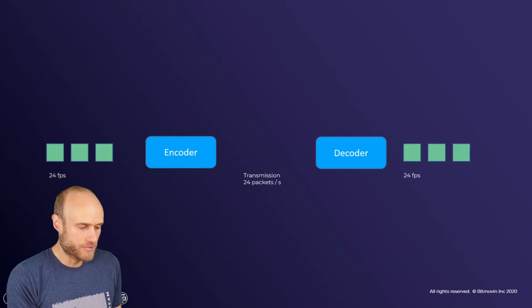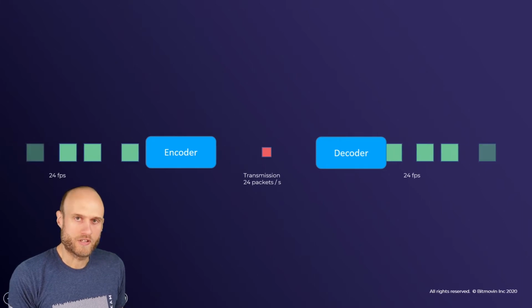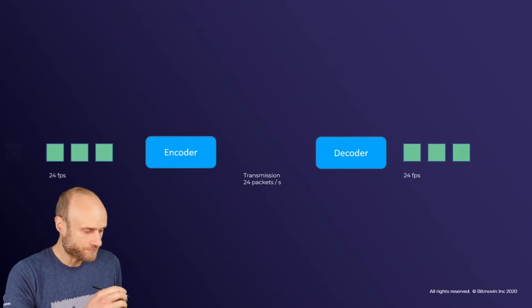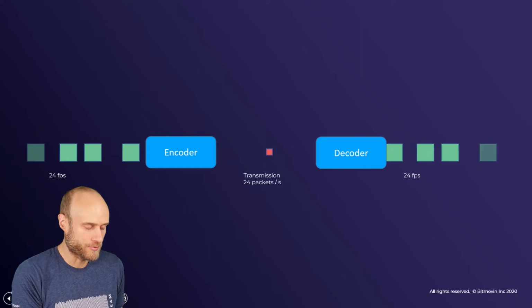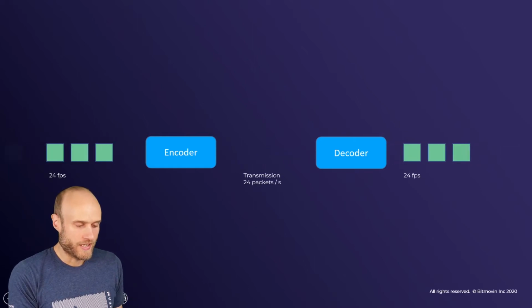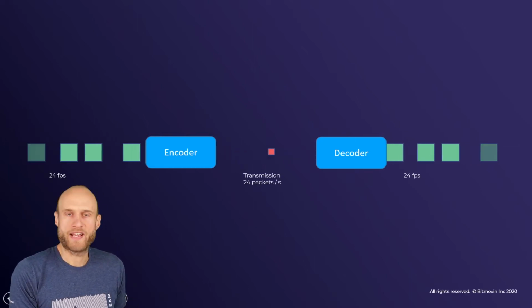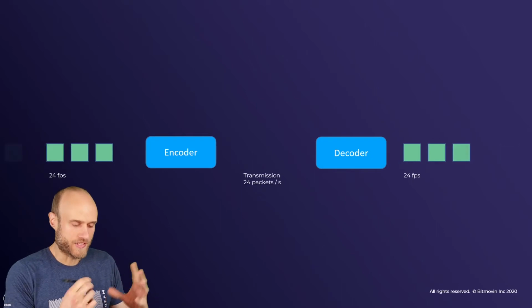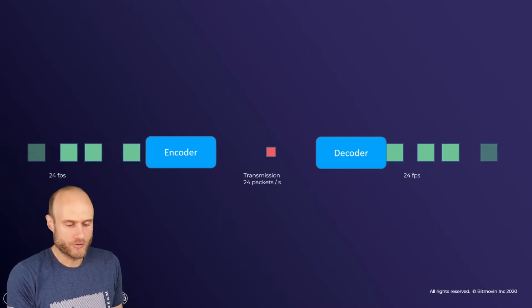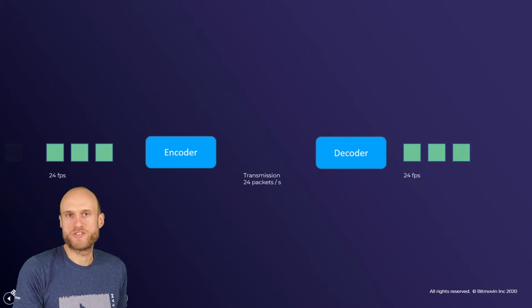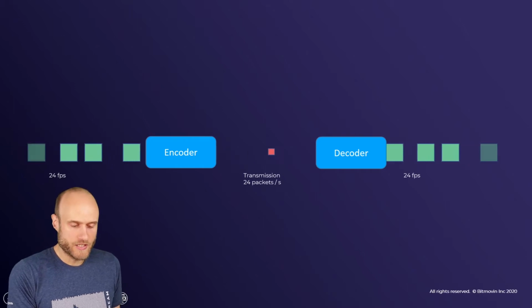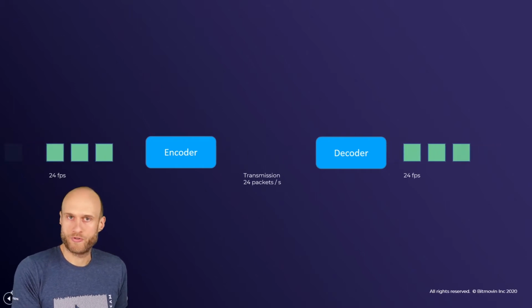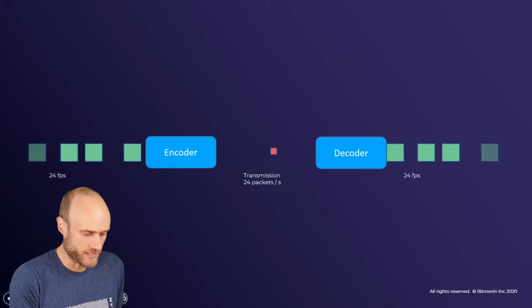Let's take a very simple encoding model example. In this one, there's 24 frames per second going into the encoder, and then the encoder will output 24 packets per second. And these are, of course, of different sizes. And then we transmit those to the decoder, and the decoder does the opposite thing. It takes the packets, decodes them, and outputs 24 frames per second again, the reconstruction on the other side.